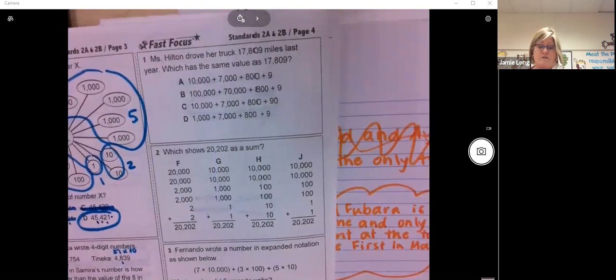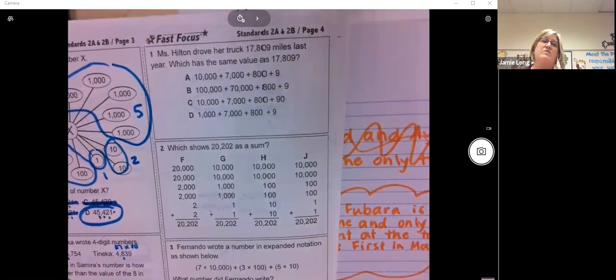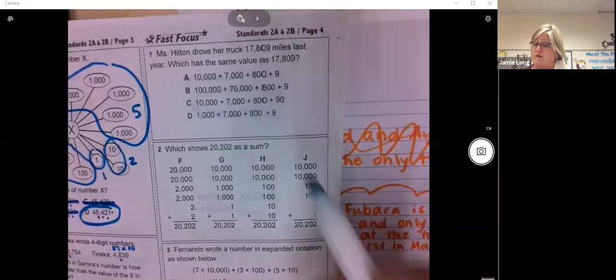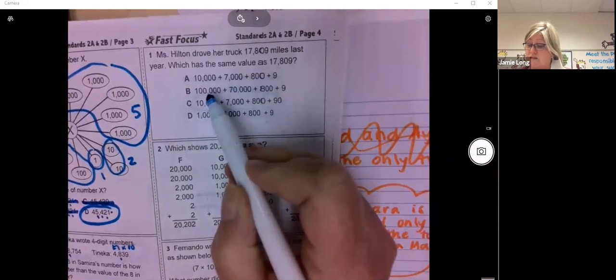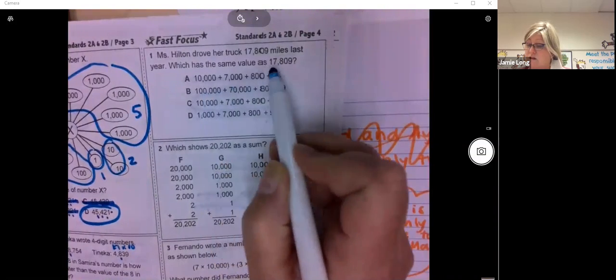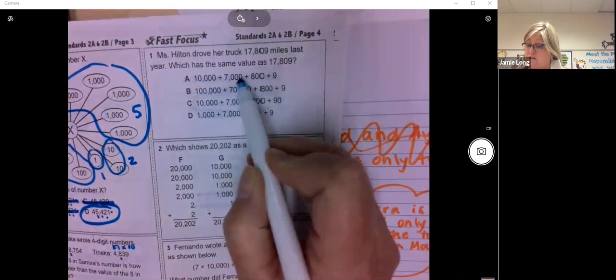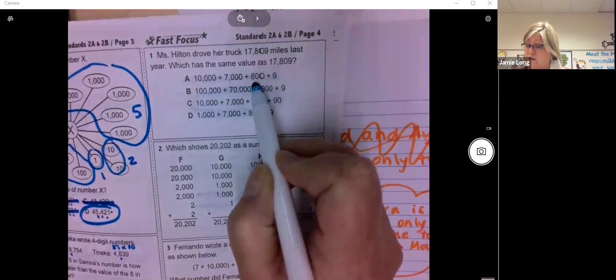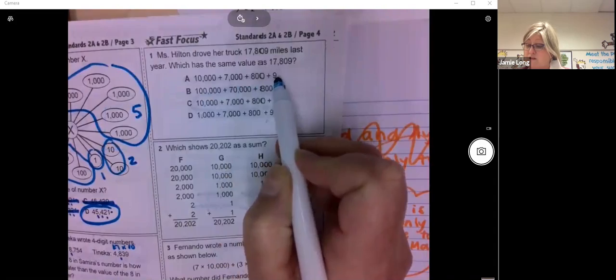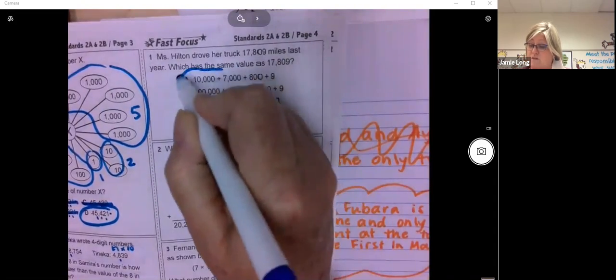So moving on, we have 4 more to go. Hopefully I can get this done before the vacuuming starts. So number 1 on this side says, Miss Hilton drove her truck 17,809 miles last year, which has the same value as 17,809. Well, it's going to be 1 times 10,000, which is 10,000, 7 in the thousands place, 8 in the hundreds place, 9 in the ones place. This one was super easy because it was A.